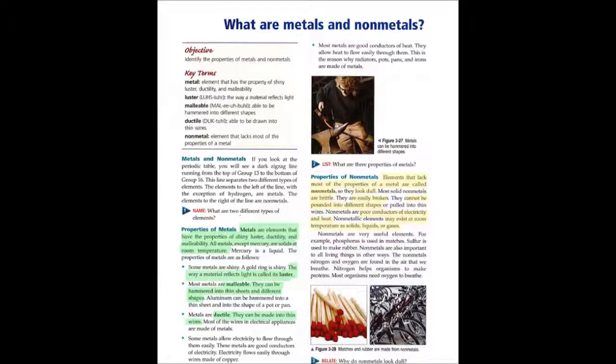Nonmetals are very useful elements. For example, phosphorus is used in matches. Sulfur is used to make rubber. Nonmetals are also important to all living things in other ways. The nonmetals nitrogen and oxygen are found in the air that we breathe. Nitrogen helps organisms to make proteins. Most organisms need oxygen to breathe. Relate. Why do nonmetals look dull?